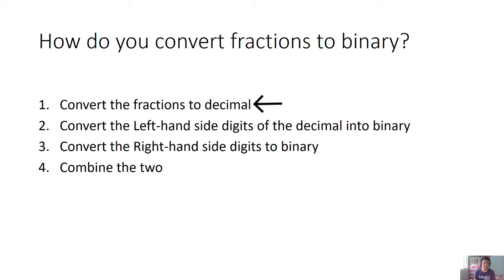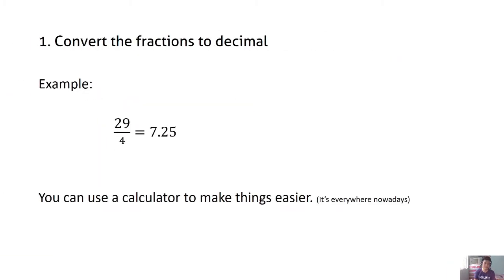The very first step is to convert the fraction into a decimal number. Then second is to convert the left-hand side digits of the decimal into binary. And third is to convert the right-hand side digits into binary. And the very last step is to combine the two, which is very easy because you're just going to connect the two numbers that you converted. So let's go to step one.